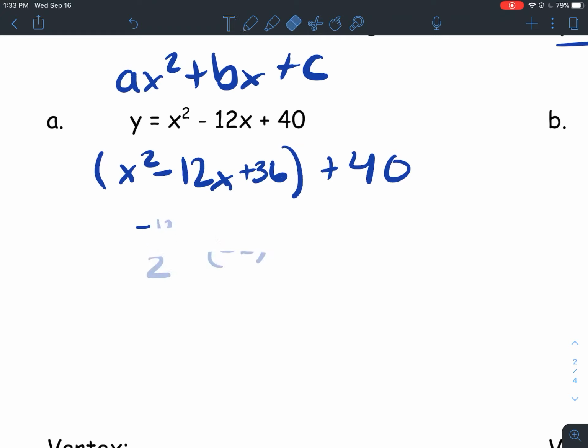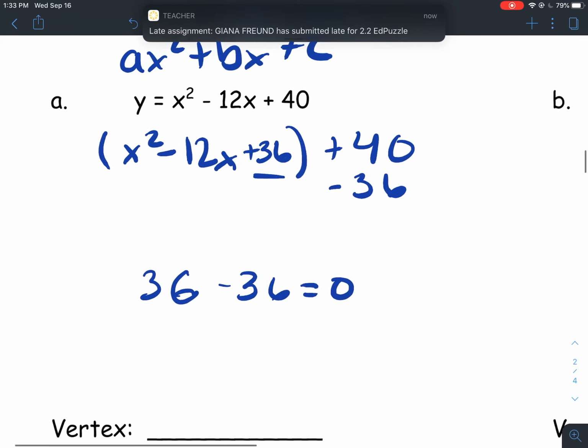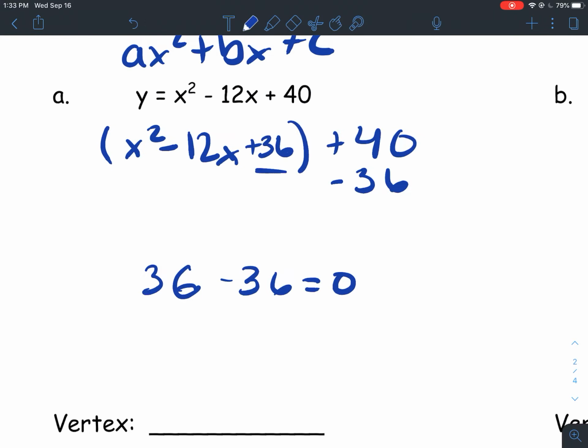Now, since we just added in a 36, we have to subtract out a 36. All right, because 36 minus 36 is going to give us 0. So that means that we'll end up with the same equation that we started with. If we don't do this minus 36, all you did was add 36, and it's actually going to change the value of your function. So you want to make sure that when you add in something, you have to subtract it away from the constant.